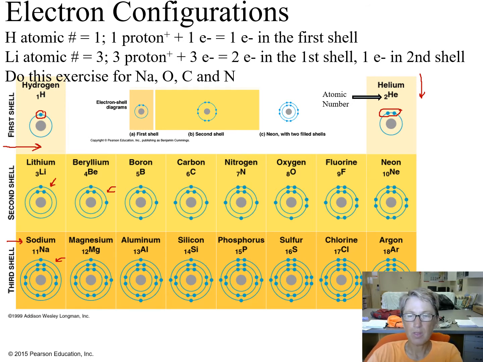And then to read this, the atomic number is written as a subscript to the left of the symbol. Remember, the atomic number is the number of protons in an atom. It can also be the number of electrons in a neutral atom, so that means an atom without a charge.